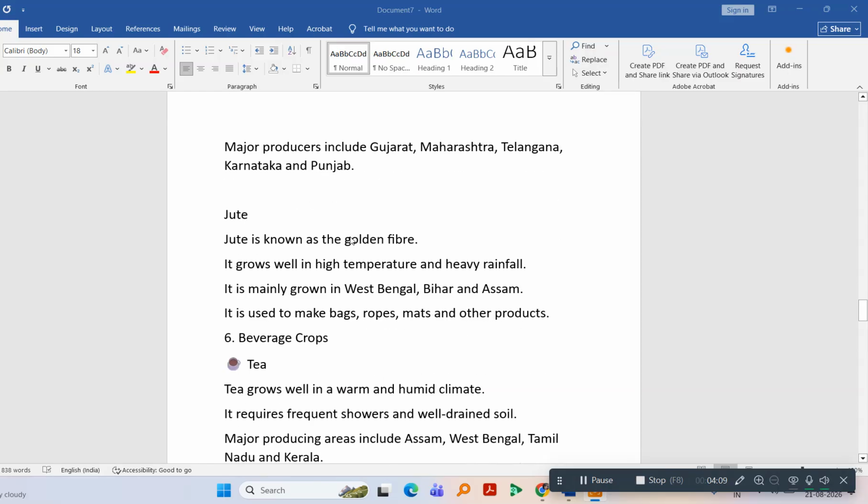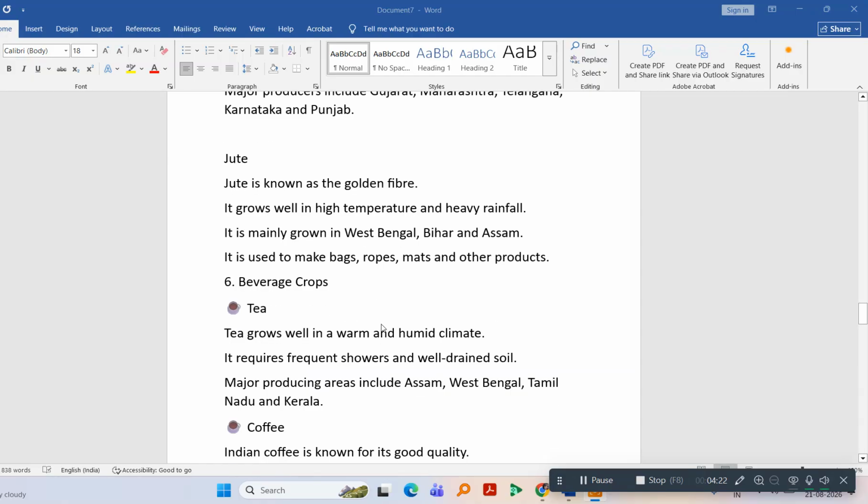Jute is known as golden fiber. It grows well in high temperature and heavy rainfall. It is mainly grown in West Bengal, Bihar, and Assam. It is used to make bags, ropes, mats, and other products.